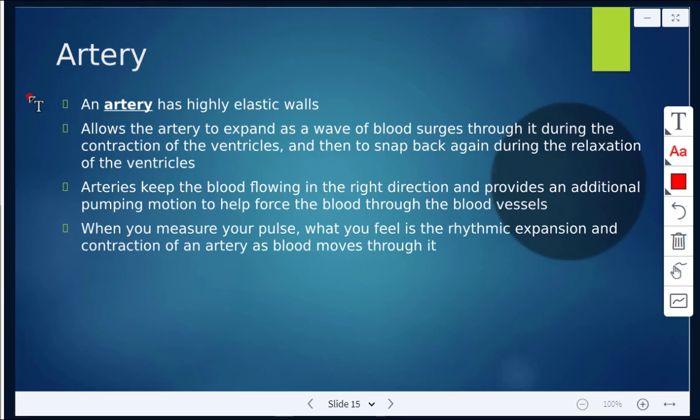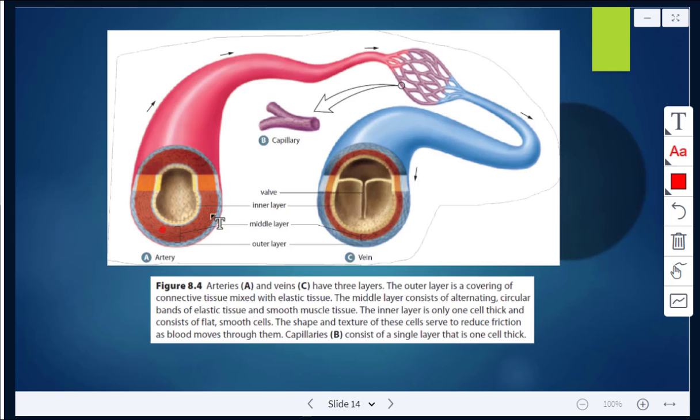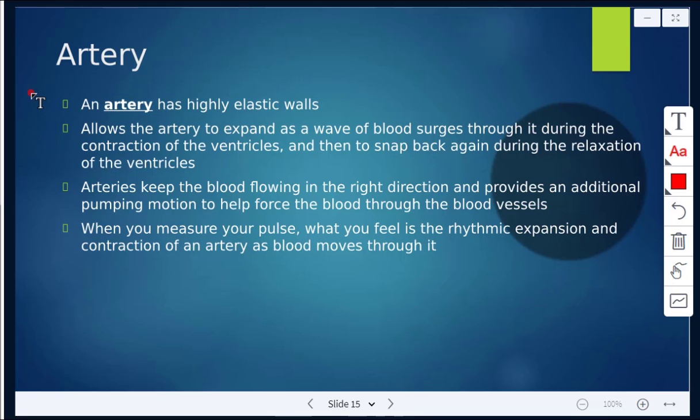Okay, so an artery has highly elastic walls. Notice here how much thicker that layer was compared to the vein. Highly elastic walls allow the artery to expand as a wave of blood surges through it during the contraction of the ventricles, and then to snap back again during the relaxation of the ventricles. Arteries keep the blood flowing in the right direction and provide an additional pumping motion to help force the blood through the blood vessels. When you measure your pulse, what you feel is the rhythmic expansion and contraction of an artery as blood moves through it.